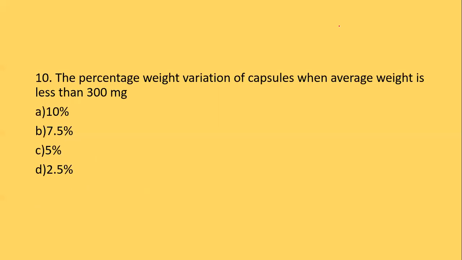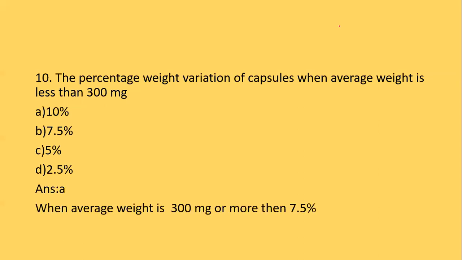Next question. The percentage weight variation of capsule when average weight is less than 300 mg. Option A 10 percent, option B 7.5 percent, option C 5 percent, option D 2.5 percent. When the capsule's average weight is less than 300 mg, the percentage variation is 10 percent. When the average weight is 300 mg or more, the percentage of weight variation is 7.5 percent.